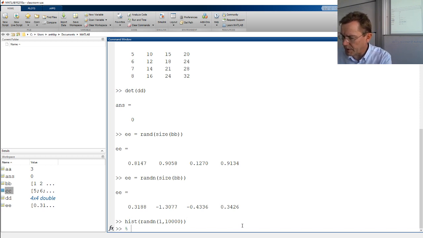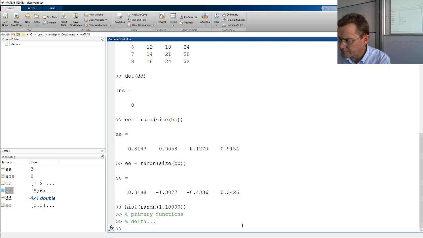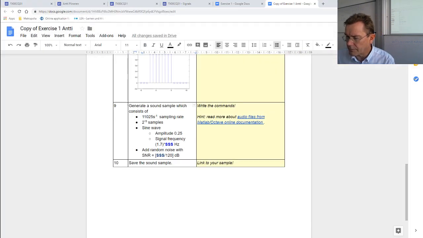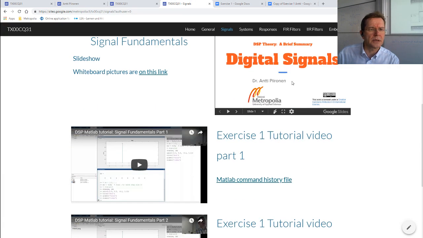Then the primary functions. Like delta. For the delta, let's take a quick look at that. Not there. Quick look here.